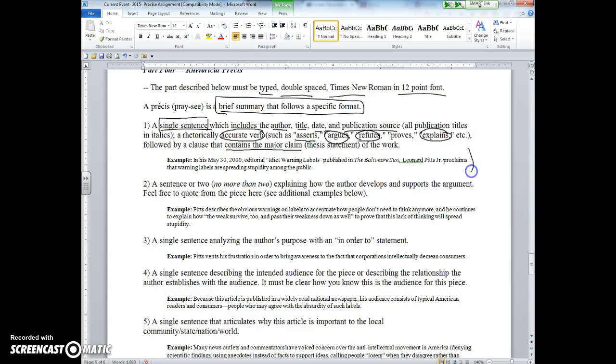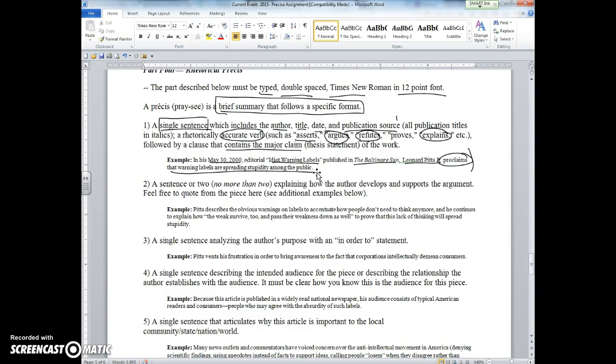Here's an example of one of Leonard Pitts's articles. In his May 30th, 2000 editorial titled Idiot Warning Labels, published in the Baltimore Sun, Leonard Pitts Jr. proclaims that warning labels are spreading stupidity among the public. So I've identified the date, the title, where it was published, and the author. That's the first part. Then I've provided a verb. I'm saying he's presenting an actual argument because he's proclaiming, and then that warning labels are spreading stupidity among the public. That is the argument he's trying to convey in this article. Okay? Clear, concise sentence, boom.